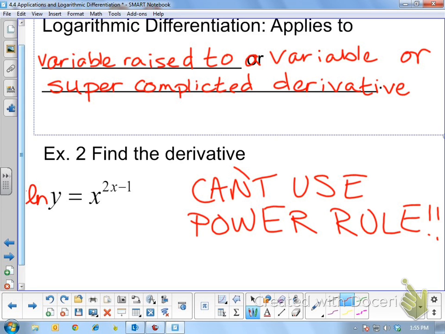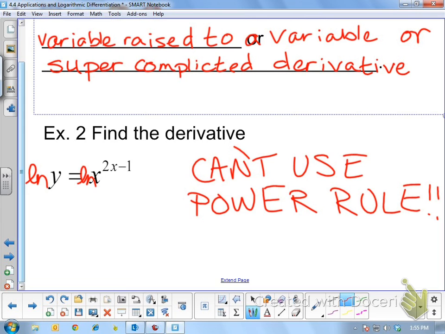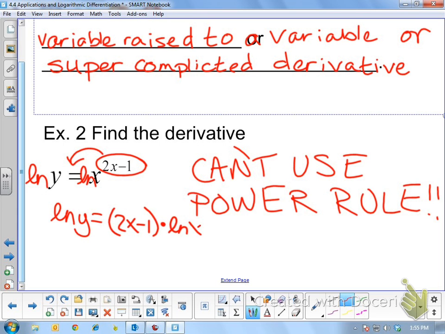So if I natural log both sides, usually we natural log both sides to get rid of e. In this case, my sole purpose in natural logging both sides is to get that exponent down and not be an exponent anymore. So when I do that, I can't just drop natural log of y. It's still there. We have natural log of y, and then I'm bringing the 2x minus 1 in front times natural log of x.